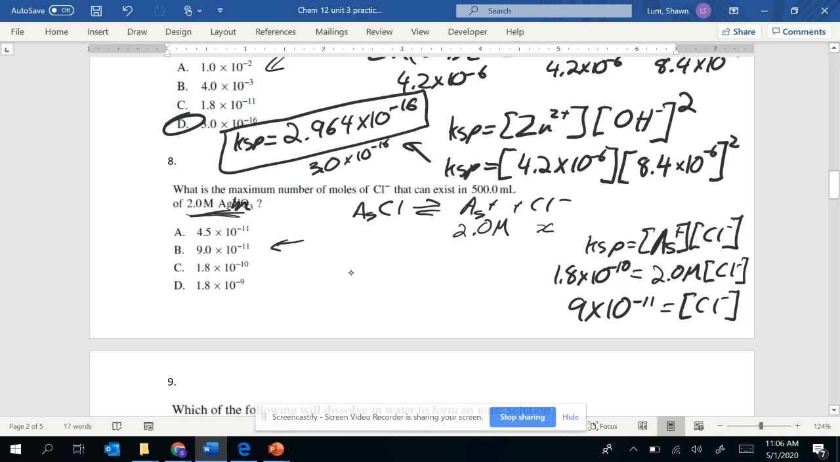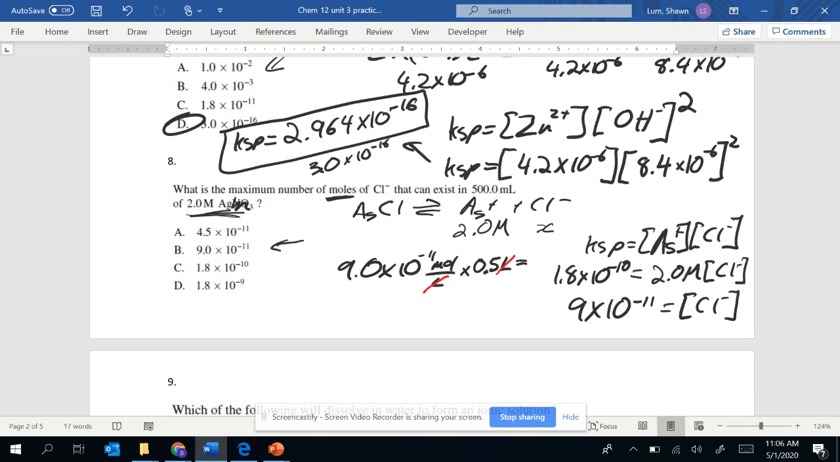So this is concentration. 9.0 times 10 to the minus 11 is the moles per liter. We don't want moles per liter. We want the number of moles of this thing. So I need to multiply this by how many liters we have, which is 500 mL, or in other words, 0.5 liters. Then that will cancel out these liters, and then we will be left with the number of moles.